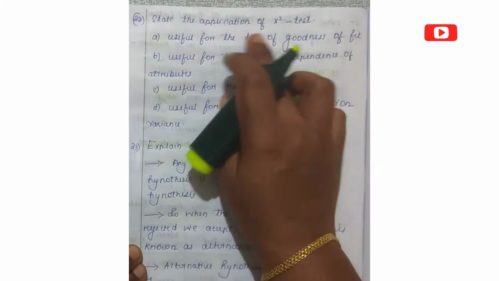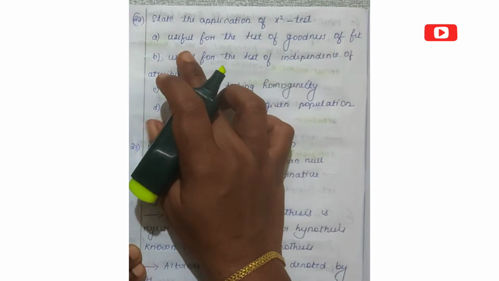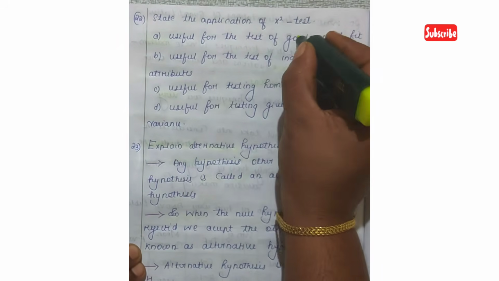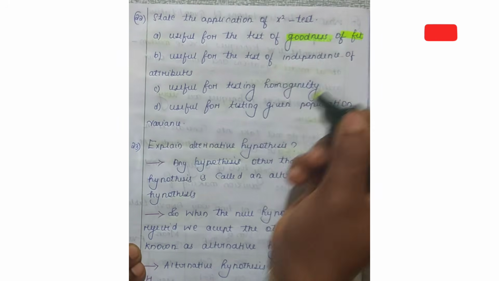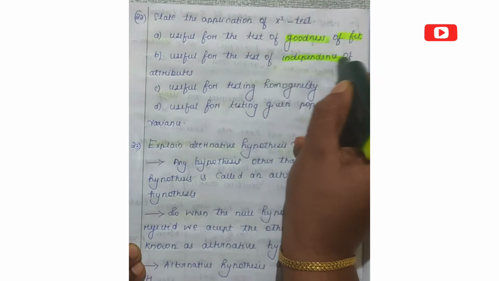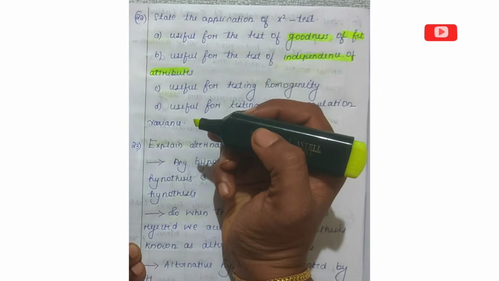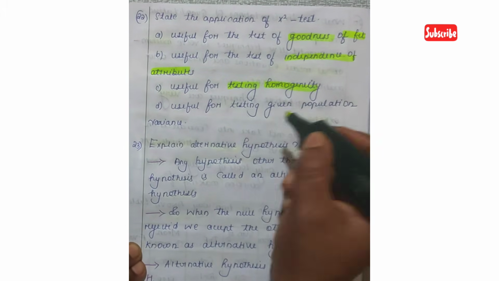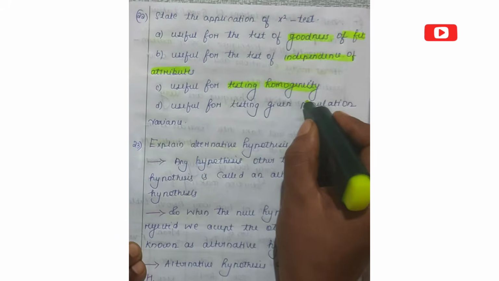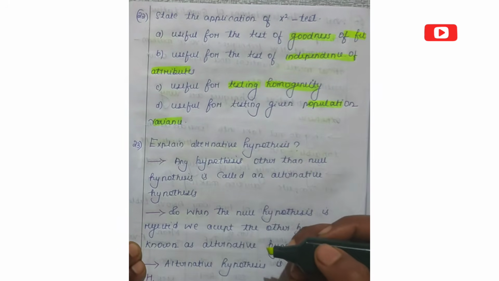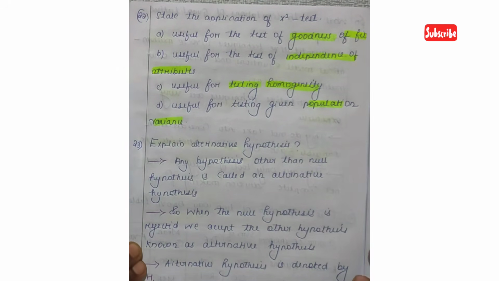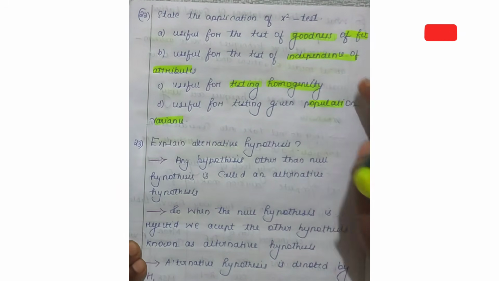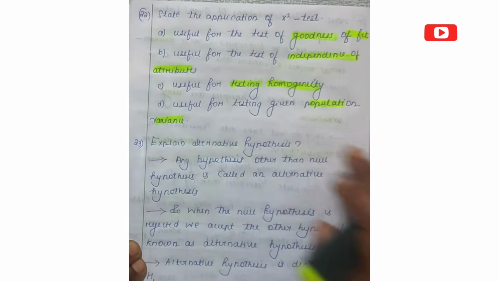Next question, state the application of chi-square test. Useful for test of goodness of fit. So, chi-square test is useful for test of goodness of fit. Useful for test of independence of attributes. Useful for testing homogeneity, useful for testing given population variance. Okay, so goodness of fit test ചെയ്യാൻ, independence of attributes, test homogeneity, population variance.